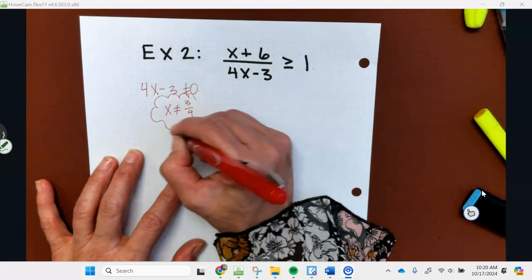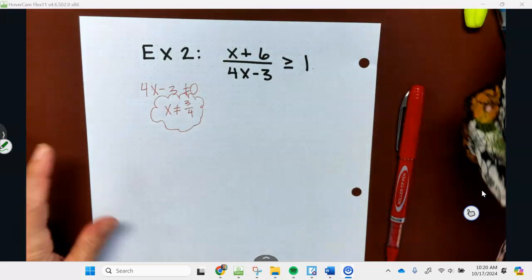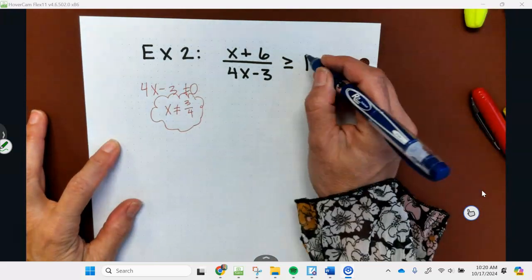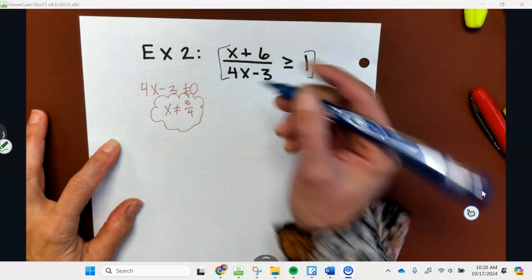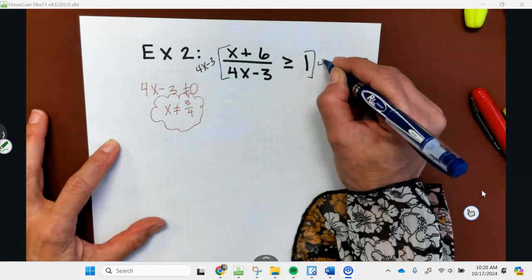I'm putting a bubble around that because that might affect my interval notation. It will. In this problem, you'll see. All right, so we got ourselves a fraction. We don't solve fractions. We change the way they look. So let's multiply both sides by the denominator, which is 4x minus 3.